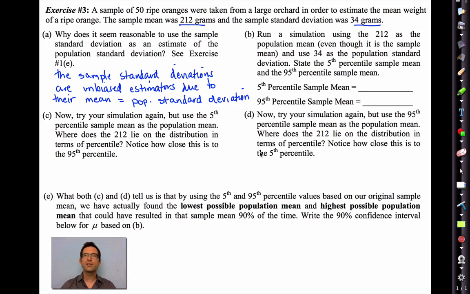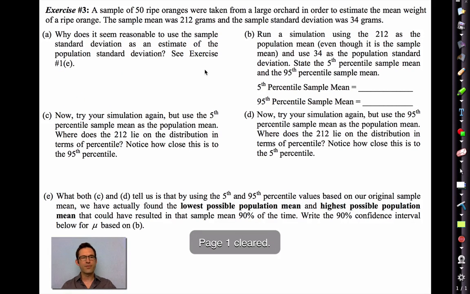Now letter B says run a simulation using the 212 as the population mean, even though it's the sample mean, and use 34 as the population standard deviation, even though it's the sample standard deviation. State the 5th percentile sample mean and the 95th percentile sample mean. Since I have to pop back out and that text would hang out on the screen, I'm going to erase it. So take a moment to write down your answer to letter A if you need to. Okay, I'm going to get rid of it. And let's pop out and run this simulation.